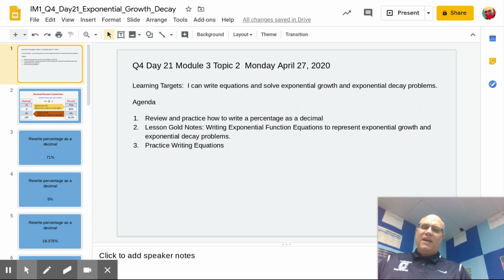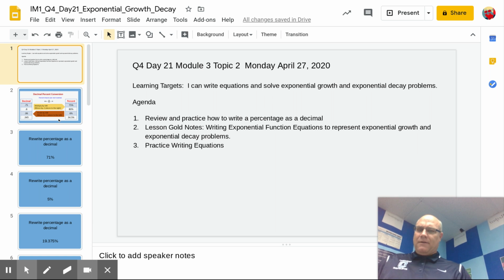Our agenda today is first we're going to review and practice how do we write a percentage as a decimal from your grade school math days. Then we'll have our main lesson on how to write the exponential function equation, given a scenario that's either for growth or for decay, or it's decreasing, getting smaller. And then we'll practice writing some equations at the very end of the lesson.